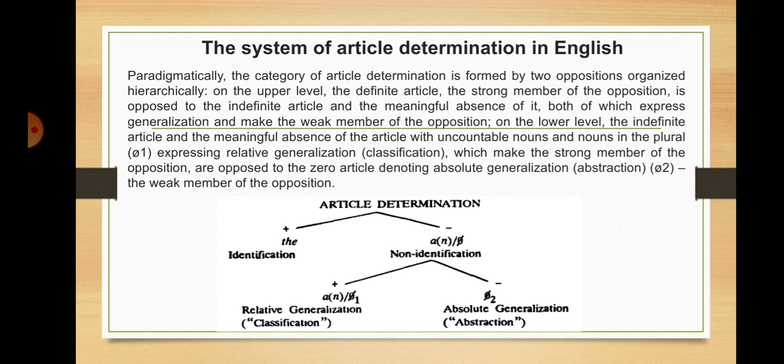Paradigmatically, the category of article determination is formed by two oppositions organized in a hierarchy. On the upper level, the definite article, the strong member of the opposition, is opposed to the indefinite article and the meaningful absence of it, both of which express generalization and make the weak member of the opposition. On the lower level, the indefinite article and the meaningful absence of the article, with uncountable nouns and nouns in the plural, expressing relative generalization, which make the strong member of the opposition, are opposed to the zero article, denoting absolute generalization, the weak member of the opposition.